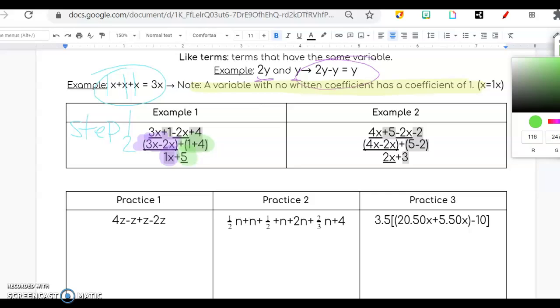And we have a plus operation sign in between those two because we have a plus from above. Okay? Example 2 over here, we have 4x plus 5 minus 2x minus 2. So I group my 4x minus 2x. I group my 5 minus 2. I end up with 2x when I subtract 4x minus 2x, and 5 minus 2 gives us 3.